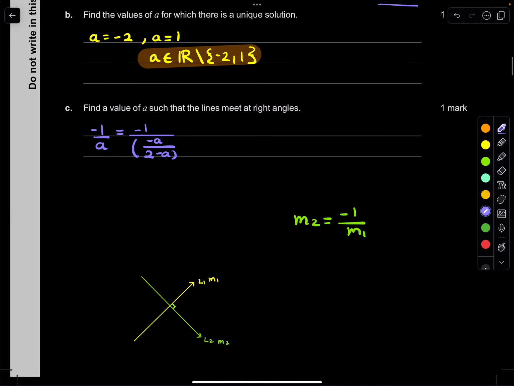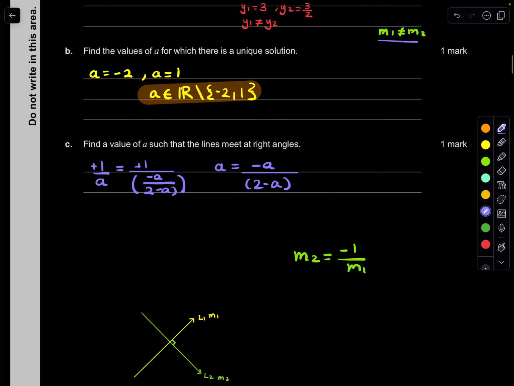Now, both have negatives, so you can cancel those negatives out. And you can reciprocate both, because they're both 1 divided by something. So A equals -A over 2 minus A. Have I made any algebraic mistakes? Does not look like it. So multiply both sides by 2 minus A.